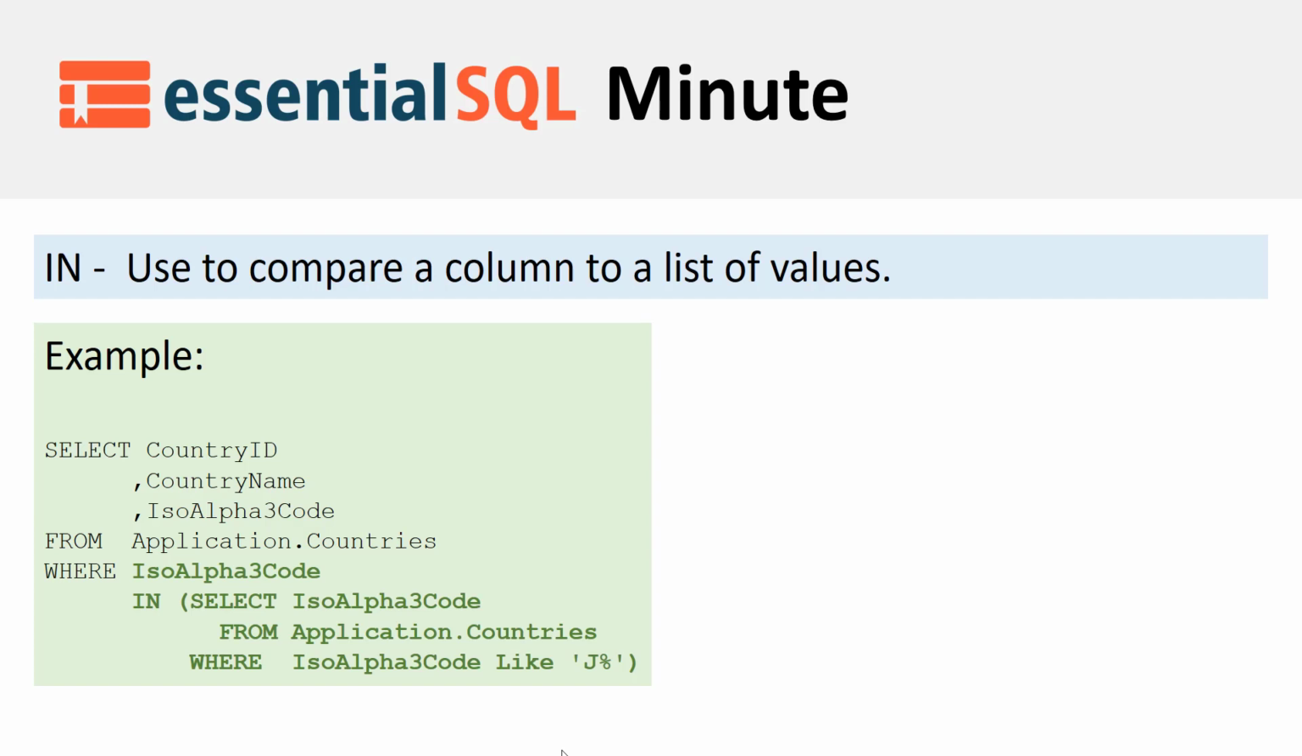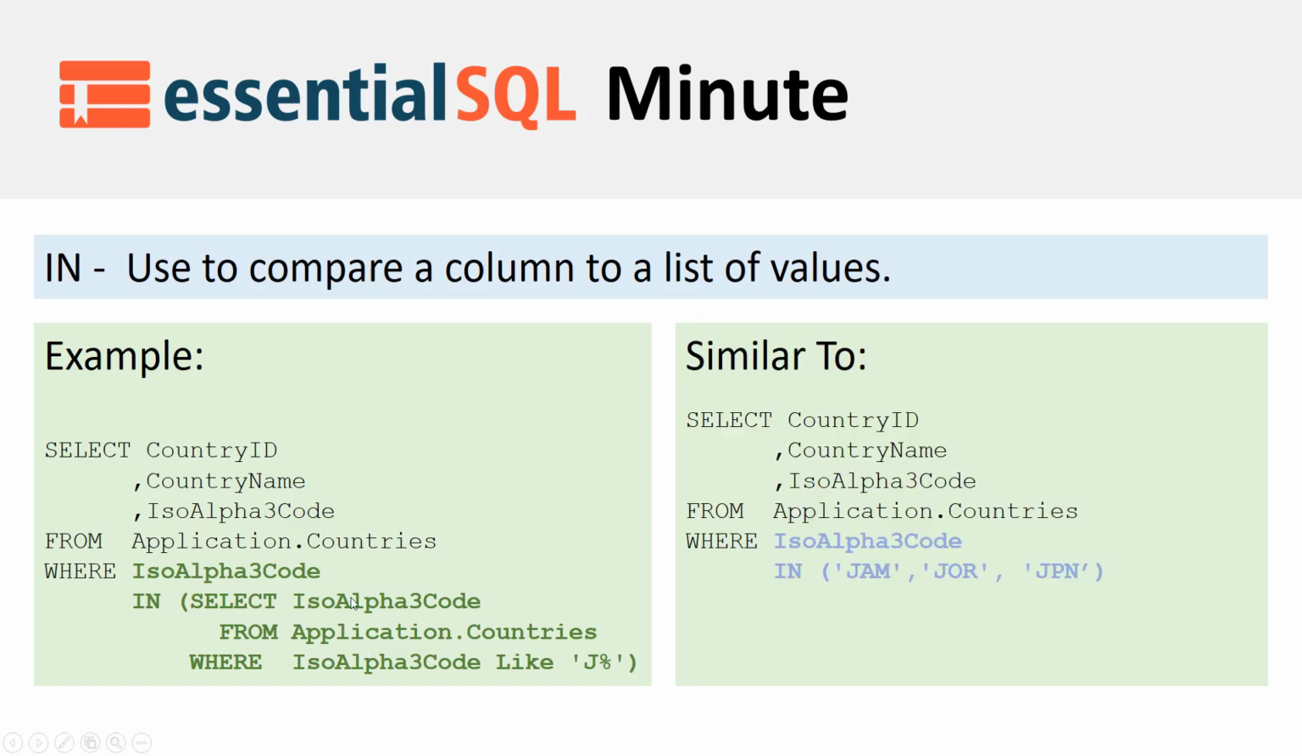I'm going to use that basically as the list for my IN operator. Then my outer query will be run and its ISO alpha 3 code compared against the contents of the results from that subquery. This would be very similar to independently running a query to get all those ISO alpha 3 codes and then manually typing them into my query as JAM, JOR, and JPN, and then running this as a separate query.